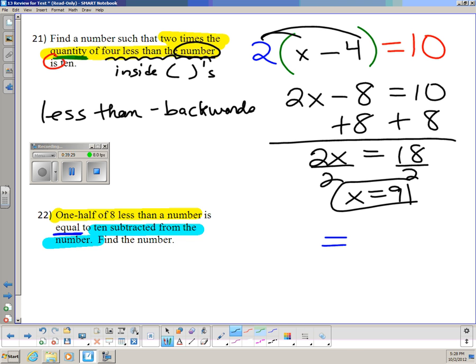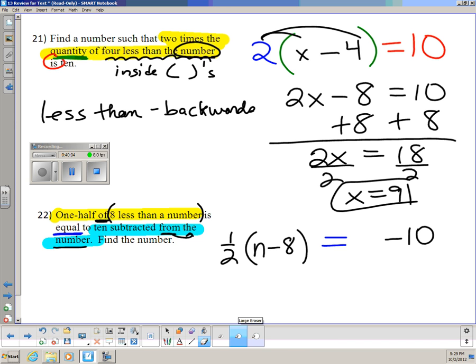1/2 of 8 less than a number. In this case, it's 1/2 of lots of stuff coming after it. So we need parentheses. It's 1/2 of 8 less than a number is n minus 8. Again, less than gets translated backwards. Is equal to 10 subtracted from the number. Whatever comes after the from goes first. So the number goes first, minus 10. And I actually use n for the number. I got to use n on the right side.